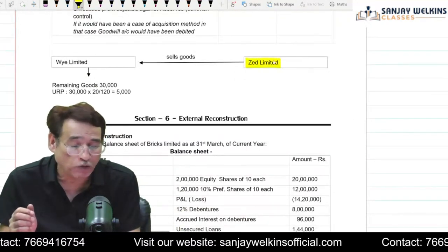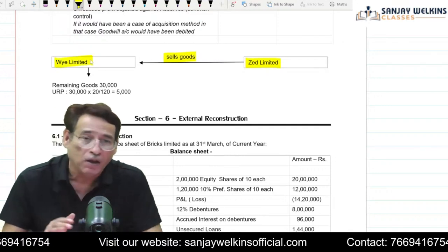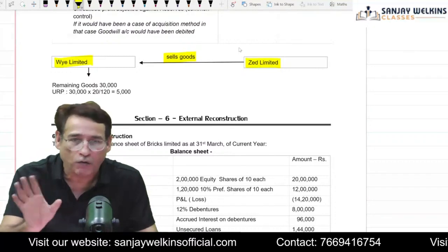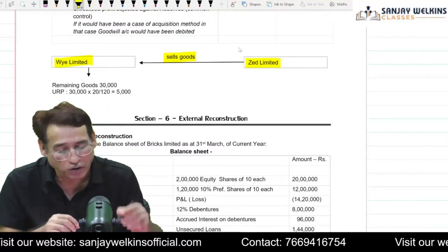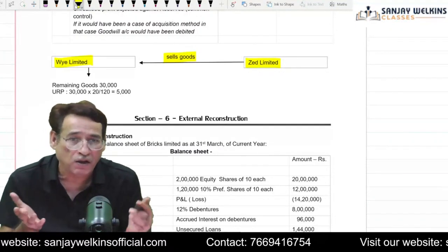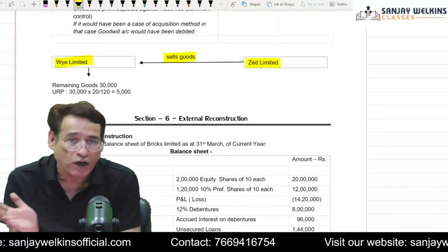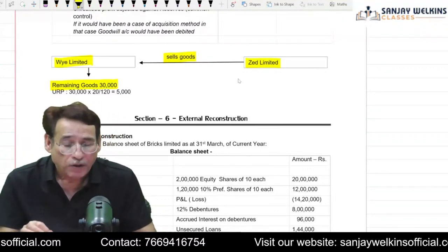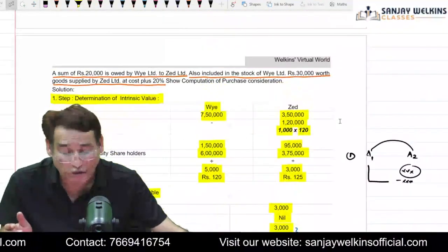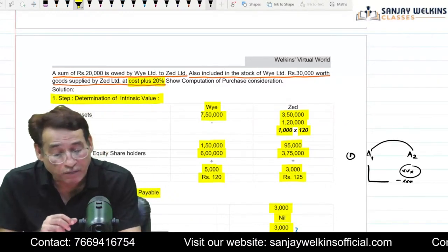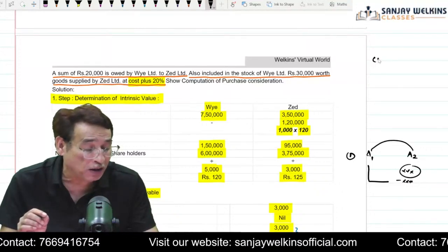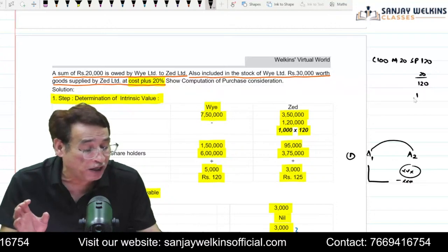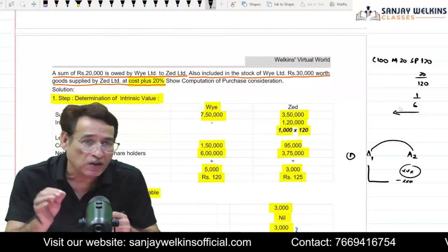Let me explain. In this particular question, it was given that Jet Limited has sold some goods to Y Limited. What worth of goods were sold by Jet Limited to Y Limited, we are not concerned with that. What we are concerned with is, among those goods which have been sold by the acquiring company to the acquirer company, how many goods are remaining? The question has stated that 30,000 worth of goods are still unsold. It is also given that the acquiring company sold the goods at cost plus 20%. That means if cost is 100, obviously your margin is 20, so selling price must be equal to 120. So the rate of profit on selling price will be 20 by 120. That means if sale amount is 6, profit element is 1.